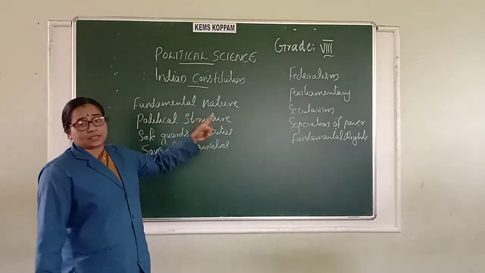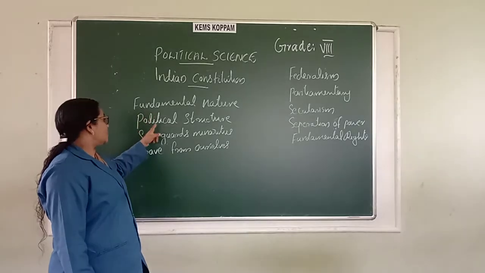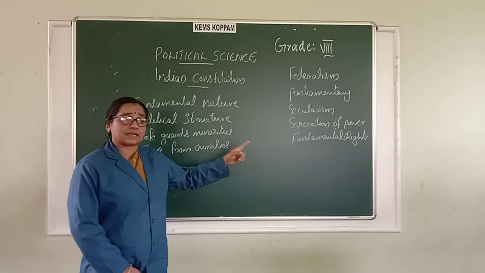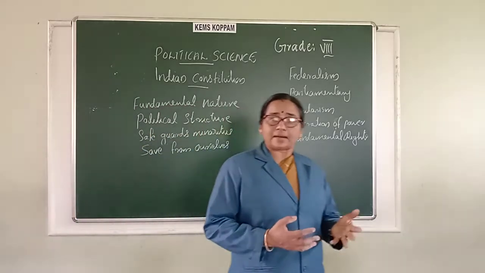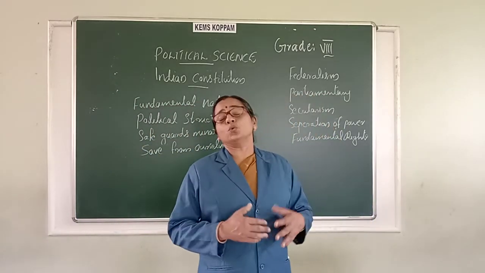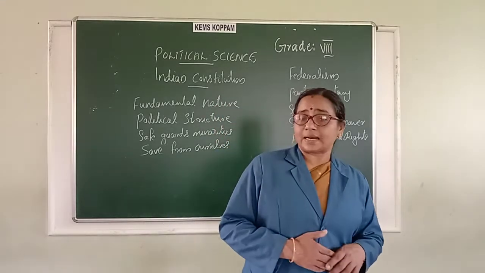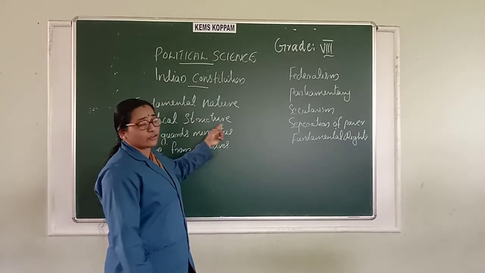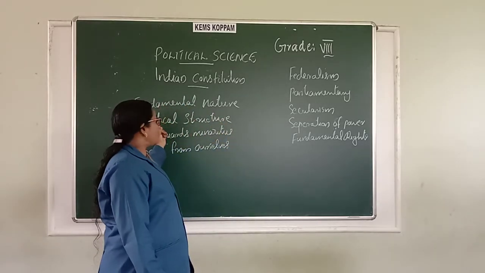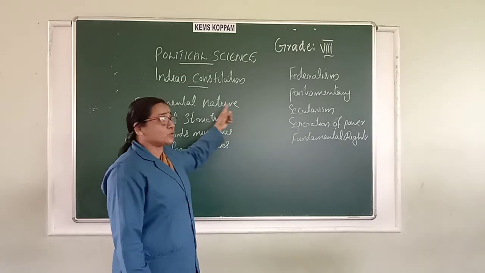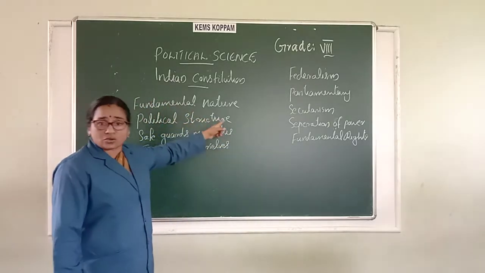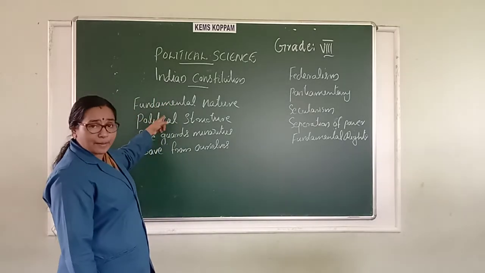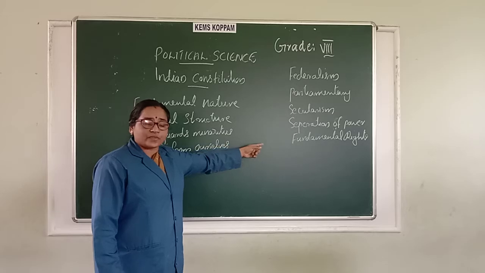The next important purpose of the constitution is that it tells us the political structure of the country. How persons are elected, who has the right to vote and who has the right to choose their rulers. Such things we get as information from the constitution, that is the political structure of the country. So first, the constitution tells the fundamental nature of the society, and second, it tells about the political structure of the country.